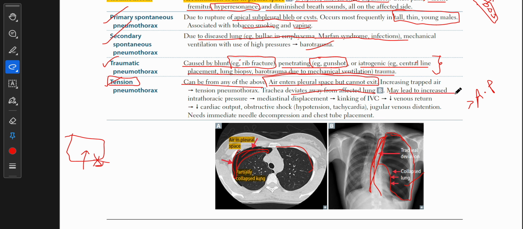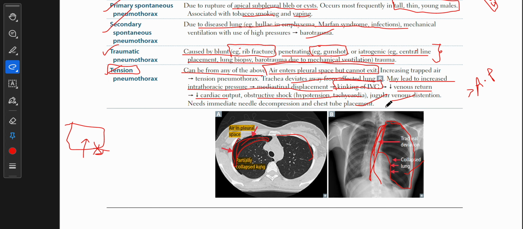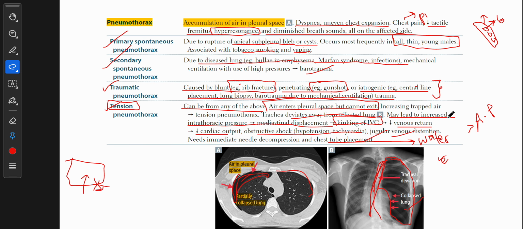And then it may lead to increased intrathoracic pressure, which will cause mediastinal displacement, that is kinking of the inferior vena cava, and that will lead to decrease in venous return, that is decrease in cardiac output, and lead to obstructive shock, that is hypotension and tachycardia, also jugular venous distension, and it will need immediate needle decompression and chest tube placement. And actually chest tube placement is done under water seal. You have to remember this. Water seal, seal, right? So that is how we complete our pneumothorax.